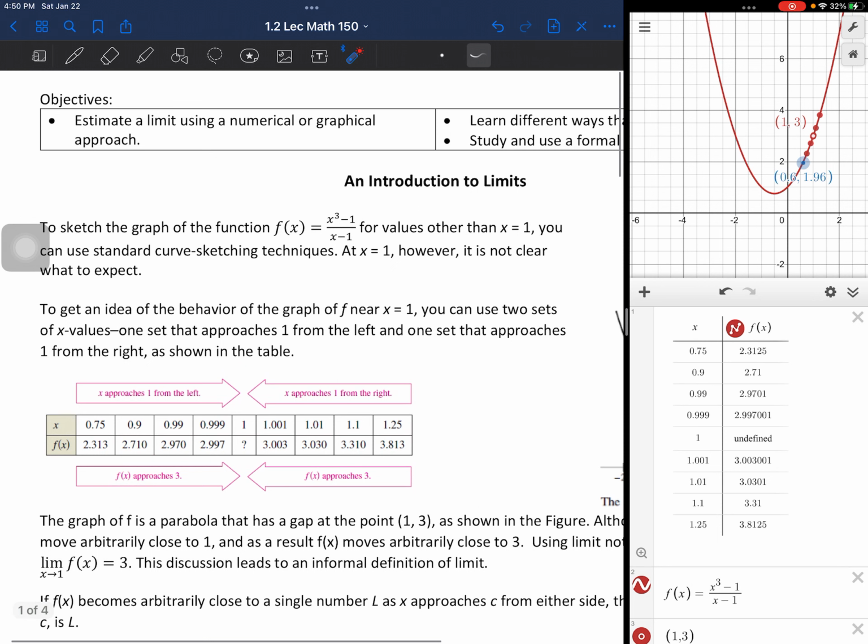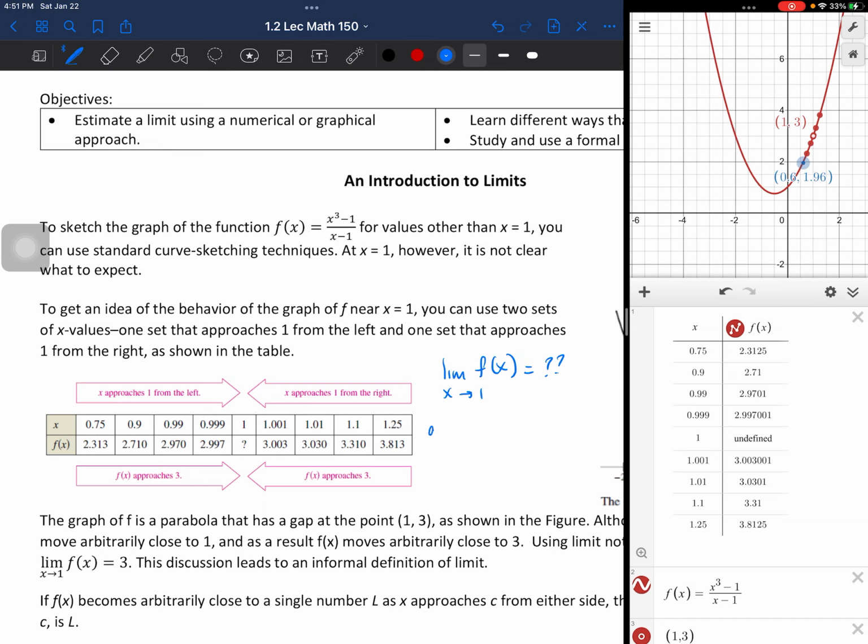So our goal is to find out what value the function is approaching as x approaches 1. And let me put it like this. As x approaches 1, f of x is approaching what? And what I mean by x approaches 1, this is the notation that we have. It means you get closer. As x gets closer to 1, f of x is getting closer to what?